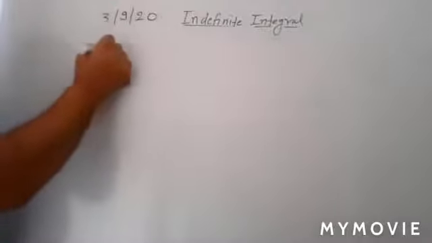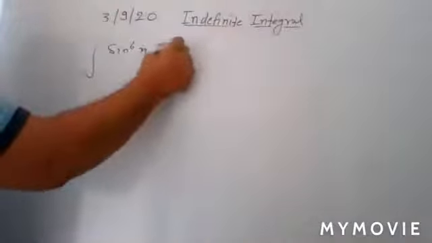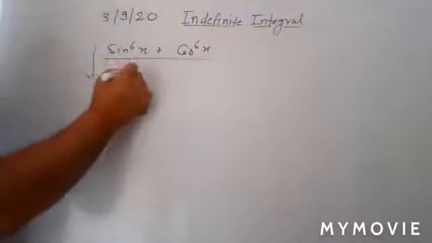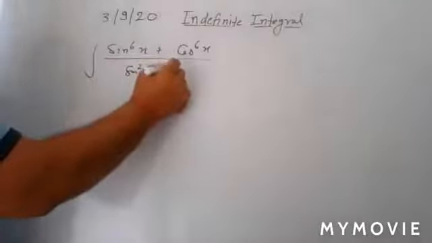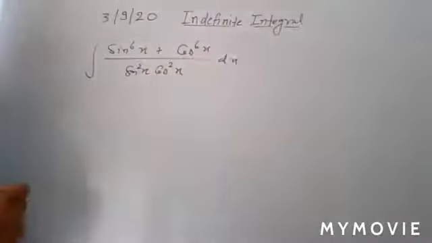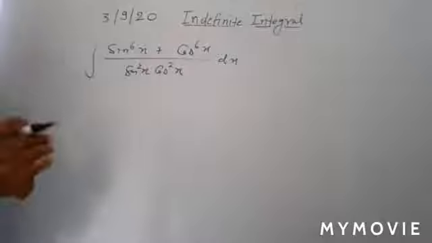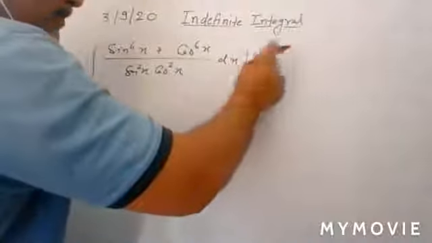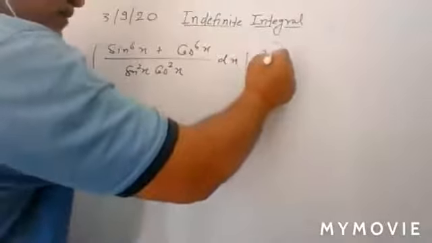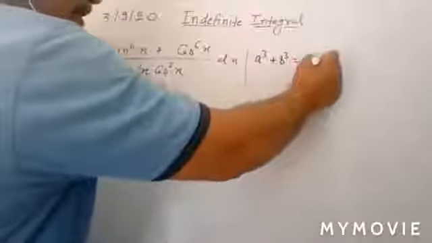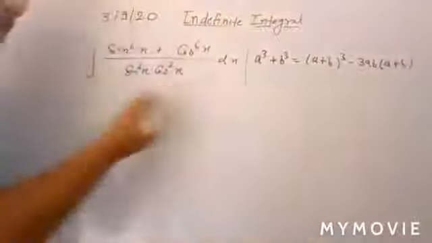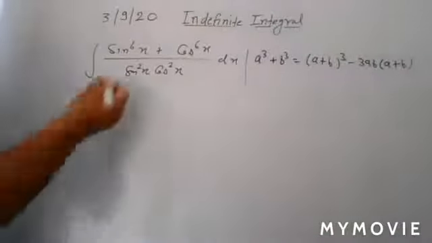Integration of sine to the power 6x plus cos to the power 6x, divided by sine square x into cos square x dx. This is your question. Here you apply an identity. You know one of the identities: a cube plus b cube is equal to a plus b whole cube minus 3ab into a plus b. You apply this identity, so that it will be very helpful to reduce it.